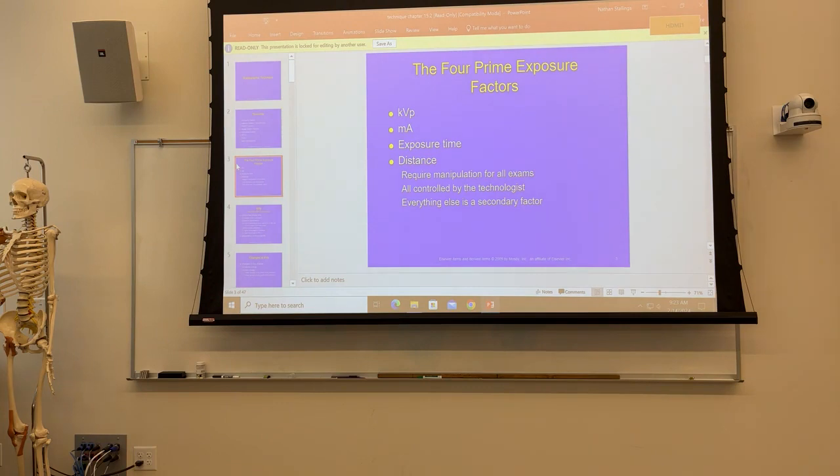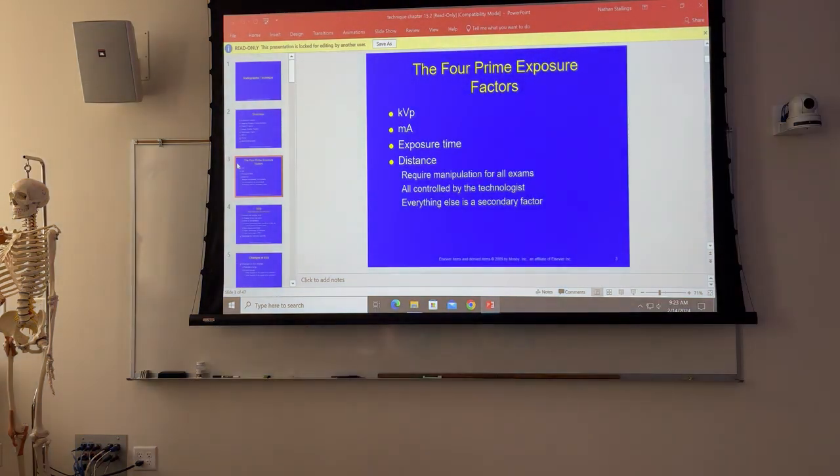Okay, so what we've talked about so far, we just pretty much followed the chapter, and we've talked about the exposure factors, the 4 prime exposure factors. There's 4 prime factors and everything else is a secondary factor, and we're going to talk about a lot of those throughout the semester. So what we've talked about so far is KVP as a prime exposure factor, MA, exposure time, so the two together create mass, and then distance. The reason we call these prime exposure factors is because that's what we're going to use to control the quantity and quality of the X-ray beam, right?